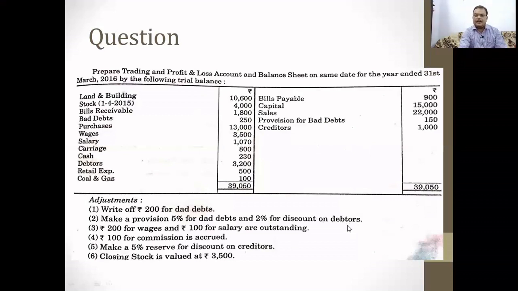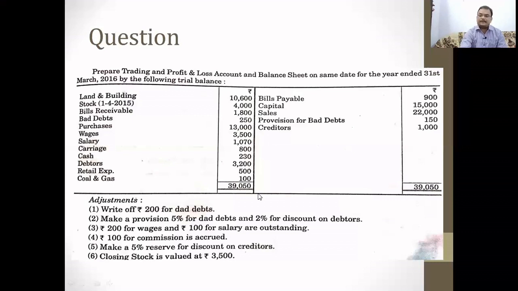If you are preparing a final account with adjustments, first of all you have to read the adjustments carefully, and see what adjustments have to be made at the time of preparing the final account. There are some adjustments also: write off 200 for bad debts, make a provision for 5% on debtors and 2% discount on debtors, 200 for wages and 100 for salary are outstanding, 100 for commission is accrued, make 5% reserve on discount on creditors, and closing stock for the value of 3500.